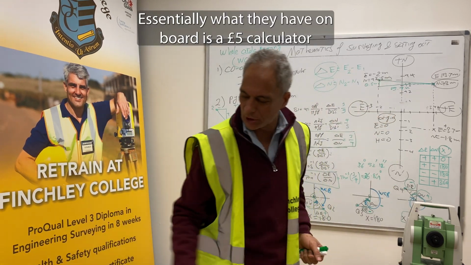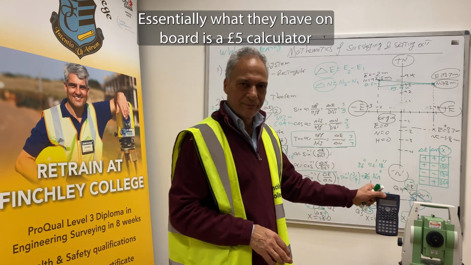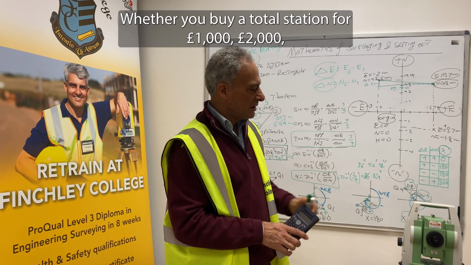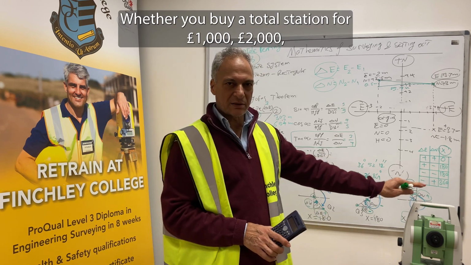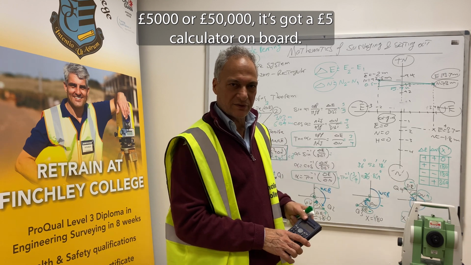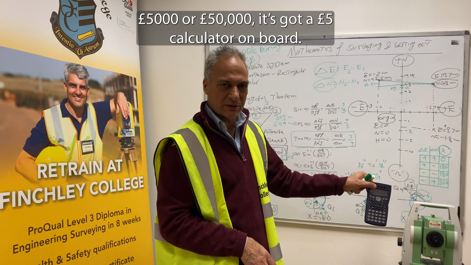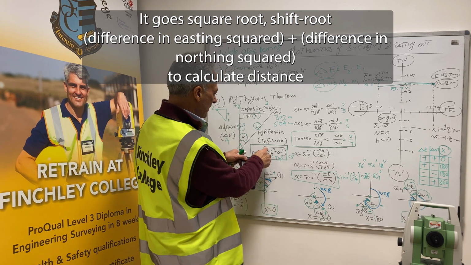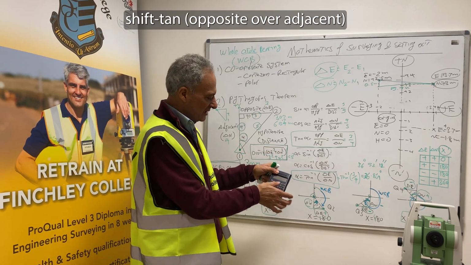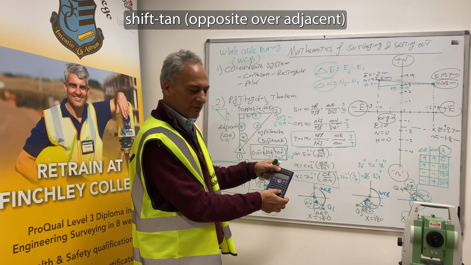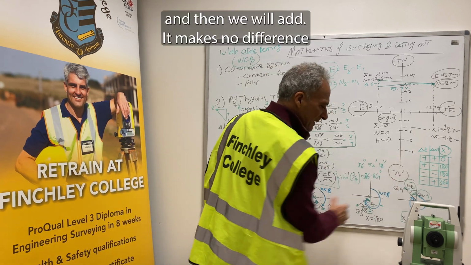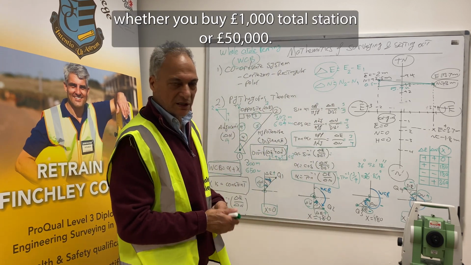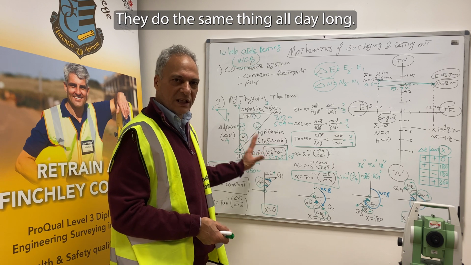Essentially what they have on board is a 5-pound calculator. It's got a 5-pound calculator on board. That's all it has. Whether you buy a total station for £1,000, £2,000, £5,000 or £50,000, it's got a 5-pound calculator on board. It does square root, shift root, difference in easting squared, northing squared, calculates distance, shift tan, opposite over adjacent, and then it will add that. It makes no difference whether you buy a £1,000 total station or £50,000. They do the same thing all day long.